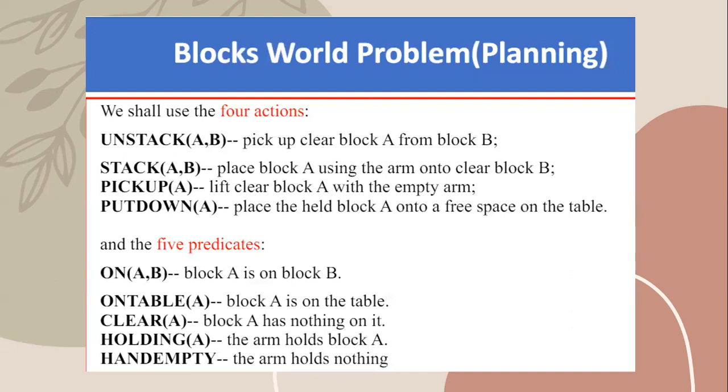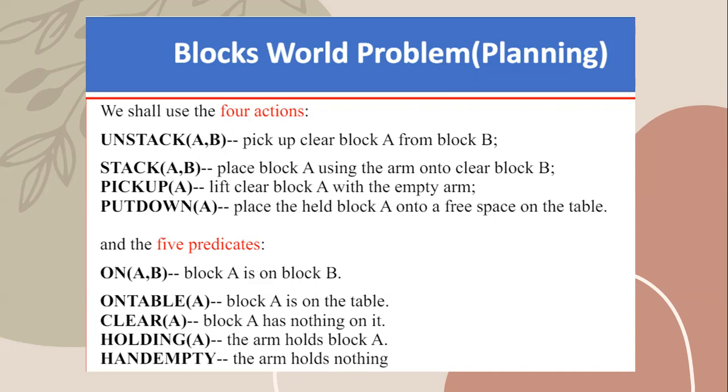There are basically four actions. Second step is stack A and B: place block A using the arm onto clear block B. Third one is pick up A: lift clear block A with the empty arm. Fourth one is put down A: place the held block A onto a free space on the table.